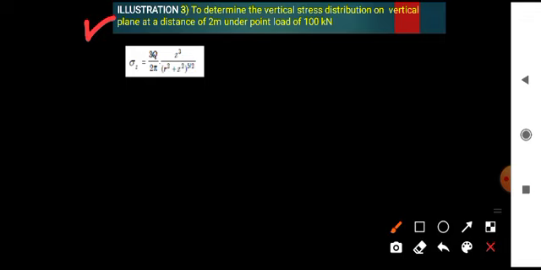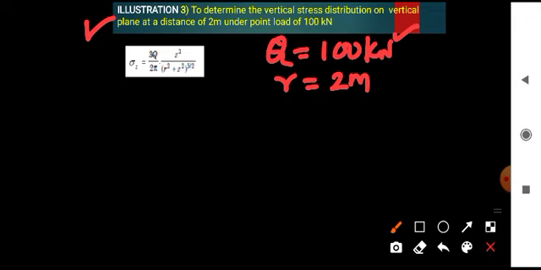So to determine the vertical stress distribution on a vertical plane at a distance of 2 meter under a point load of 100 kilonewton. So this is the problem statement. While reading the problem, you will come to know that the radial distance of 2 meter is mentioned, as well as the point load of 100 kilonewton. So the point load Q is 100 kilonewton, and the radial distance r will be equal to 2 meter.